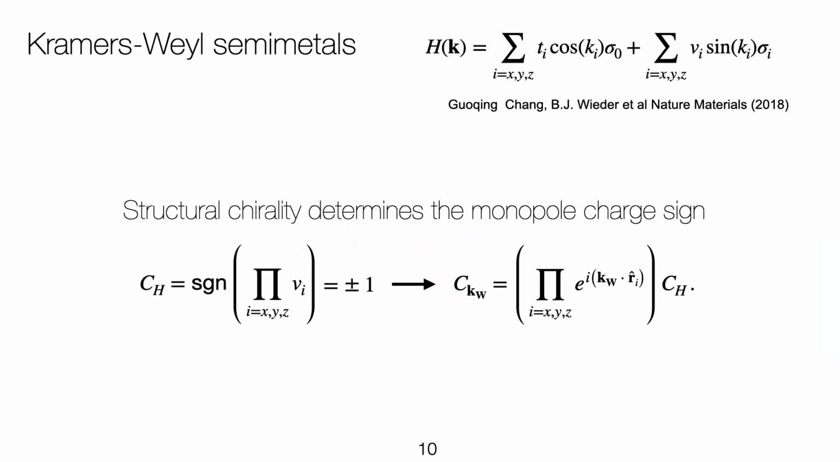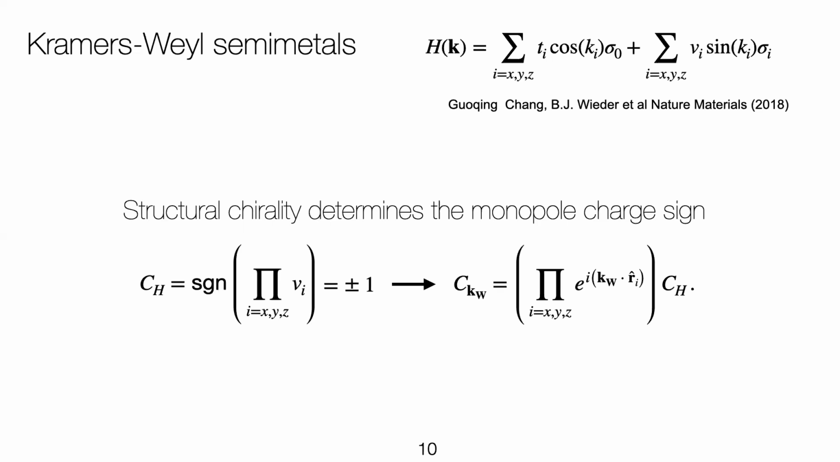What I just said is that we have these v terms that correspond to the breaking of all the mirror symmetries, and this is actually very important because if I were to compute the charge of each of the Weyl points individually, then I would find this expression, and you see that the charge of each of the Weyl points is actually proportional to CH, which is precisely the sign of the product of all the v_i.